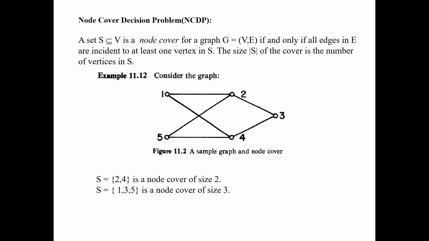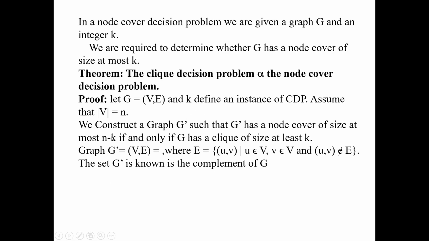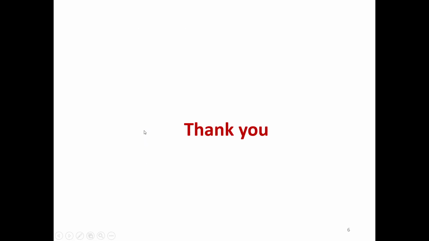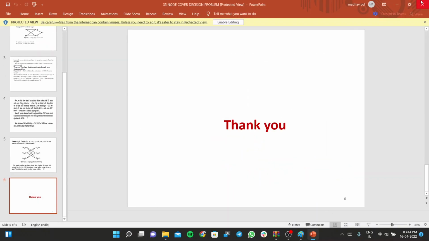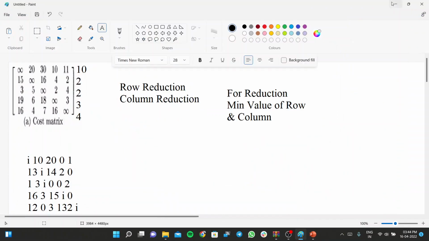We can also choose another set, 1, 3 and 5. With the help of even 1, 3 and 5 we can touch all the nodes, but its size is 3. So the node cover decision problem is nothing but we should be able to find a set of numbers with which we can touch all the nodes in the particular graph. So it covers all the nodes. You need to just read all these things. I think this made some sense.